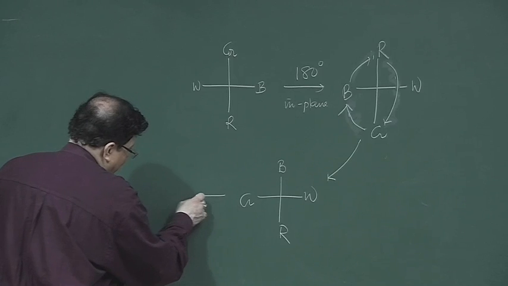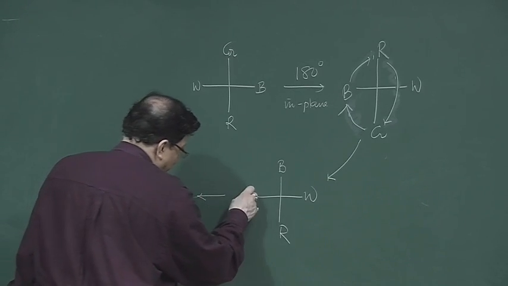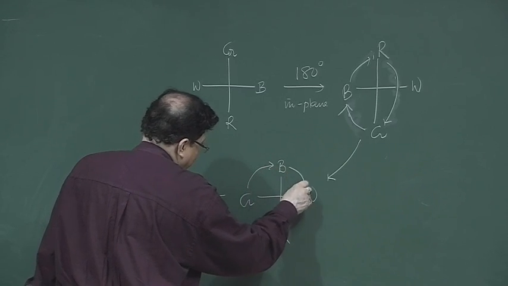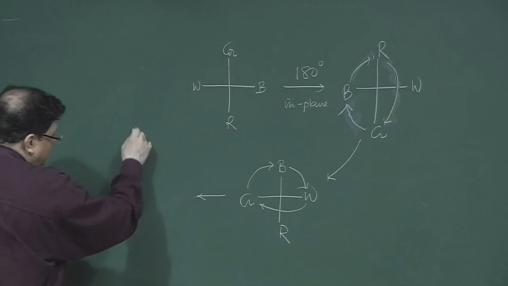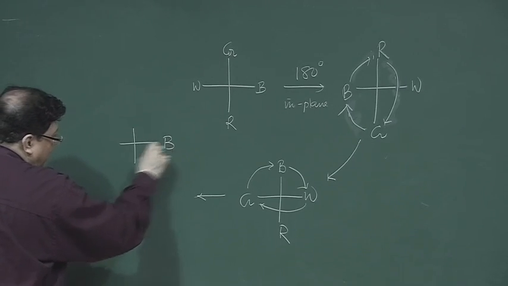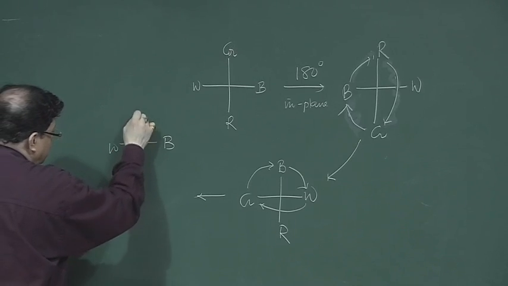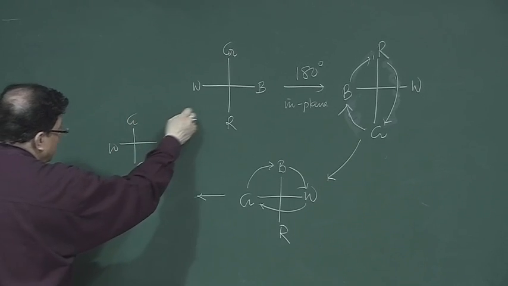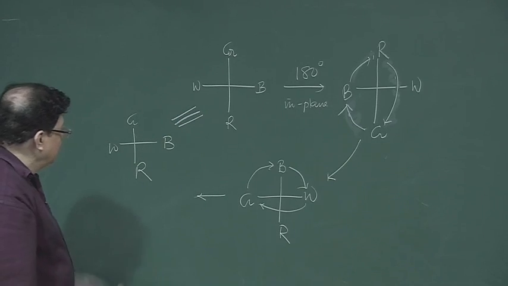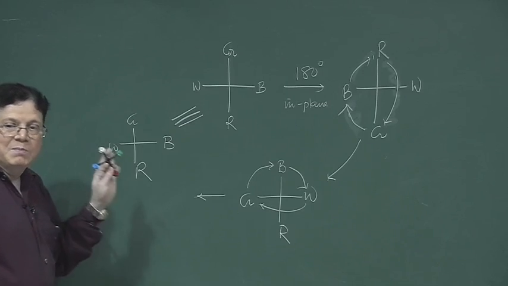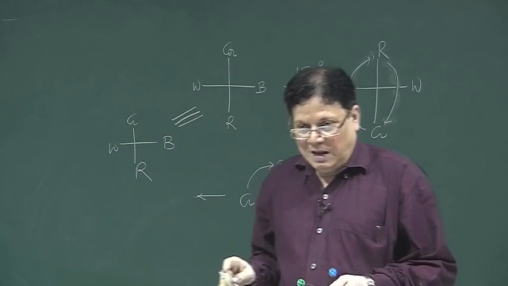Now, I do another exchange in a group of 3. So, I bring G here, I bring B here and I bring W here. If you do that, you see that B is here, then W is here and G is here, R is there. Now, compare these two, they are same. R is here. So, they are the same molecule. That means, 180 degree in plane rotation is allowed.